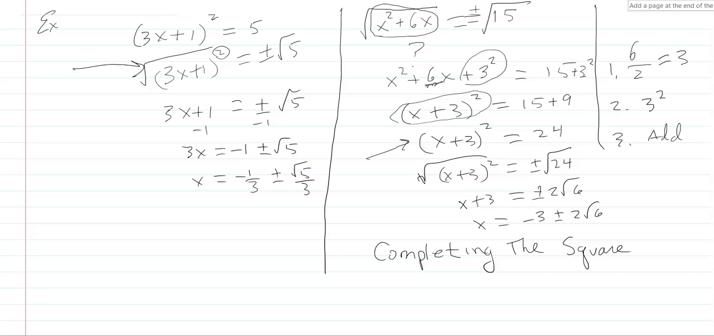Okay, so let's add a page here. Let's come down and let's get rid of that. Okay, now let's take an example. Just sort of a random example here. Let's see what we get here. Let me get some lines in here. Okay, so here's an example. Let's solve.